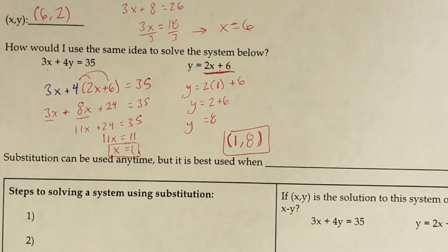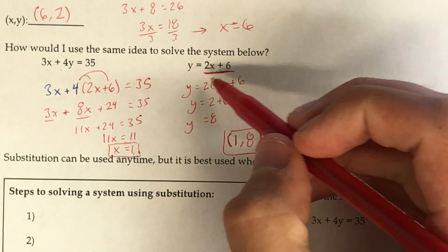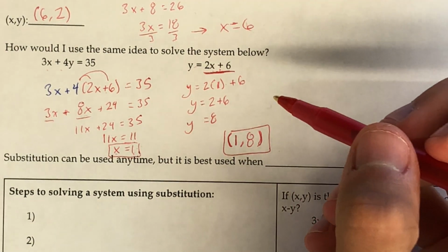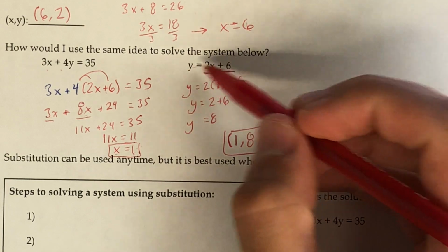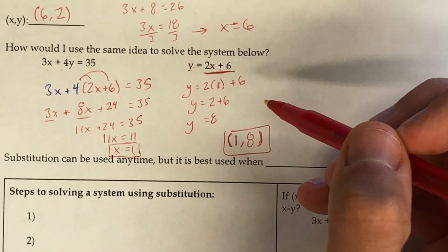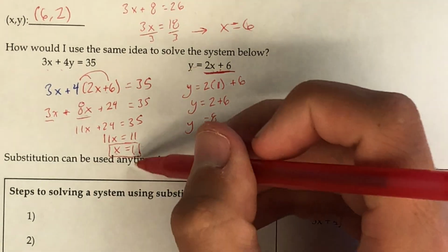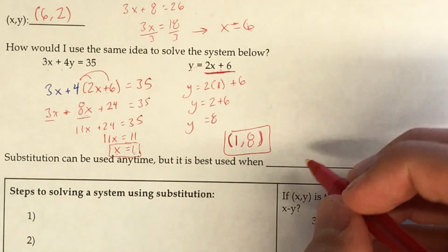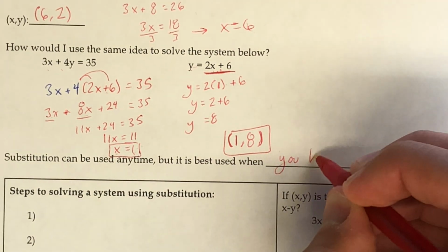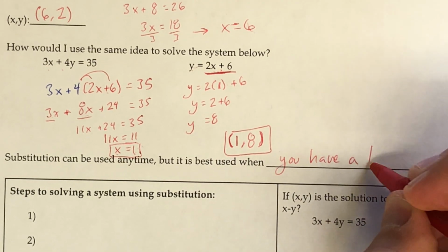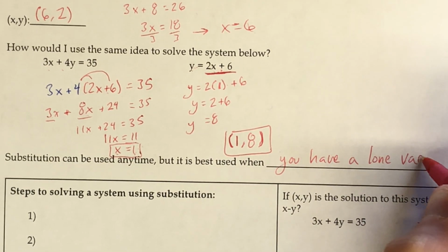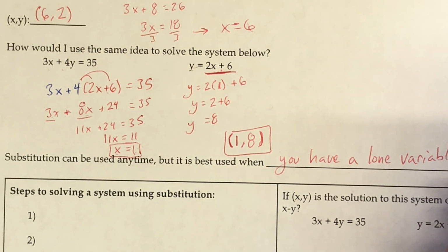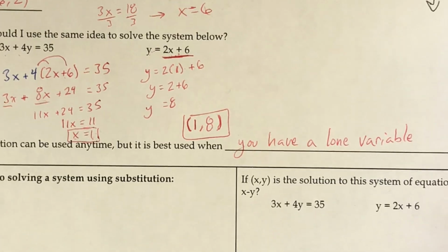Whenever you are using substitution, if you have a situation where you have a variable by itself, like here we had y by itself, that's a great time to use substitution. It's best used when you have a lone variable, meaning you just have x equals or just have y equals.